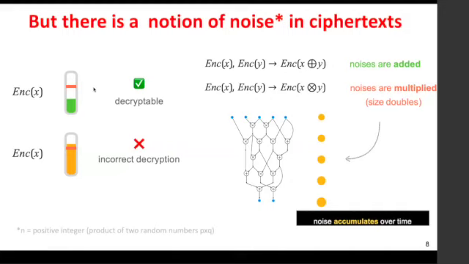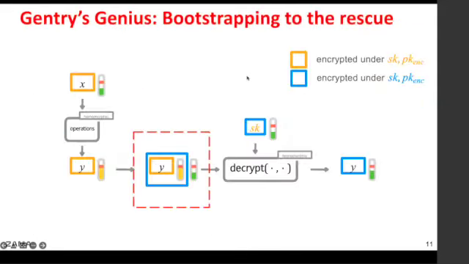As the algorithms are calculated, there are a lot of random numbers involved, and as it proceeds down the computer line, this randomness actually increases. So we needed a way to control this noise, which is exactly what Gentry did. Gentry invented a concept called bootstrapping.